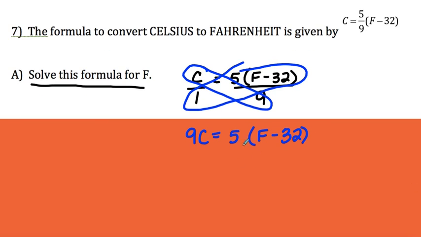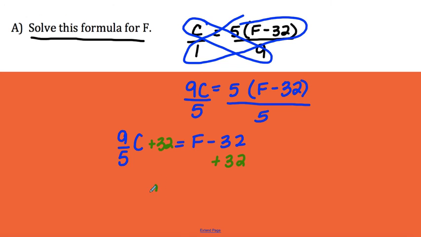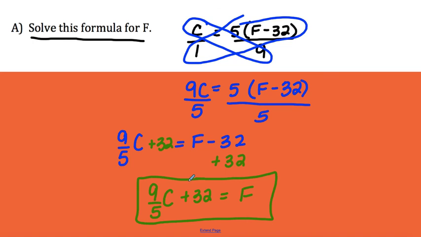And we get 9c equals 5 times (F minus 32). Okay, so because 5 is being multiplied to that quantity, I'm going to divide by 5. So now I have 9/5 c equals F minus 32. And then I'm going to add 32 to both sides. So 9/5 of the Celsius plus 32 degrees is going to give me my Fahrenheit. And that's what that new literal equation has given me.